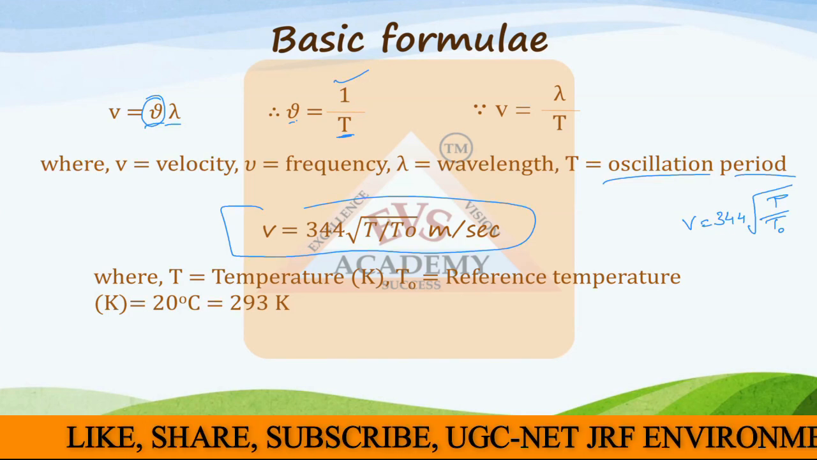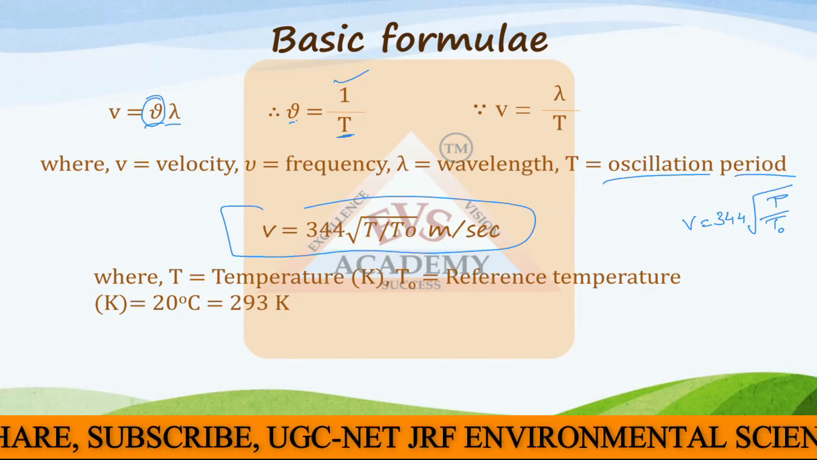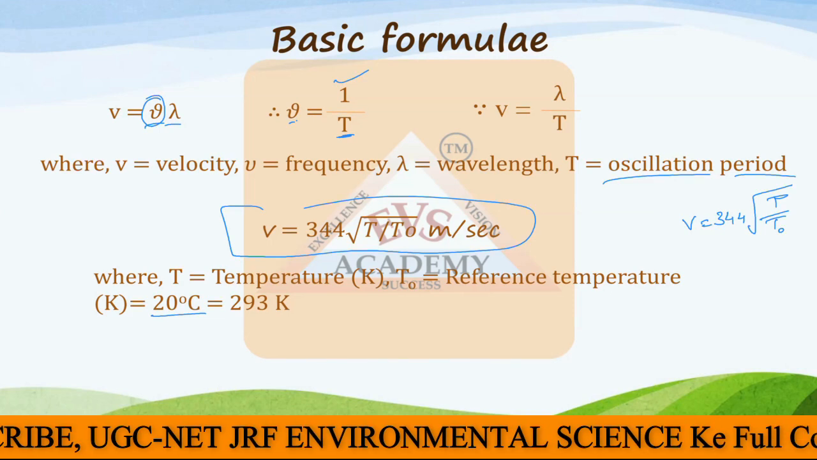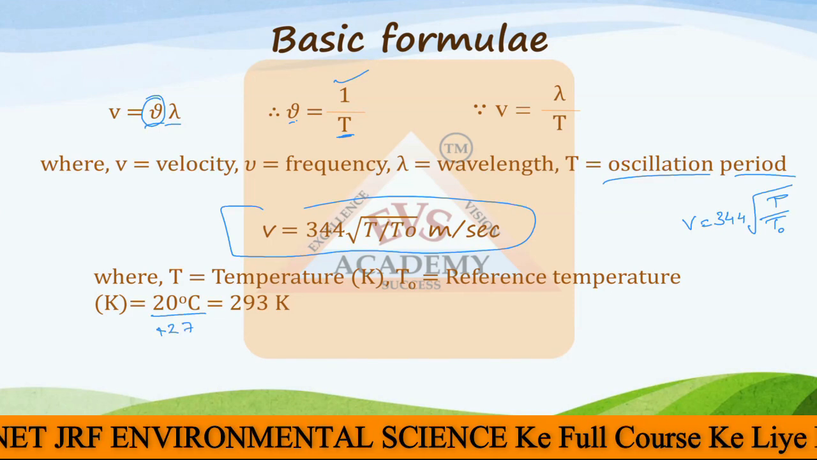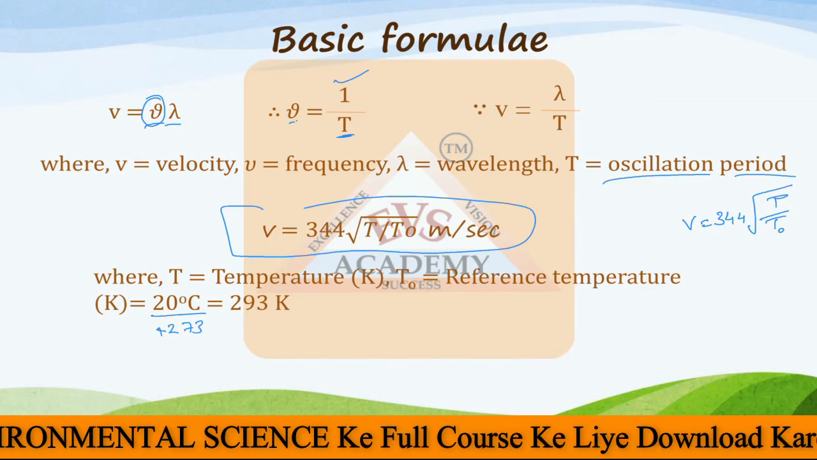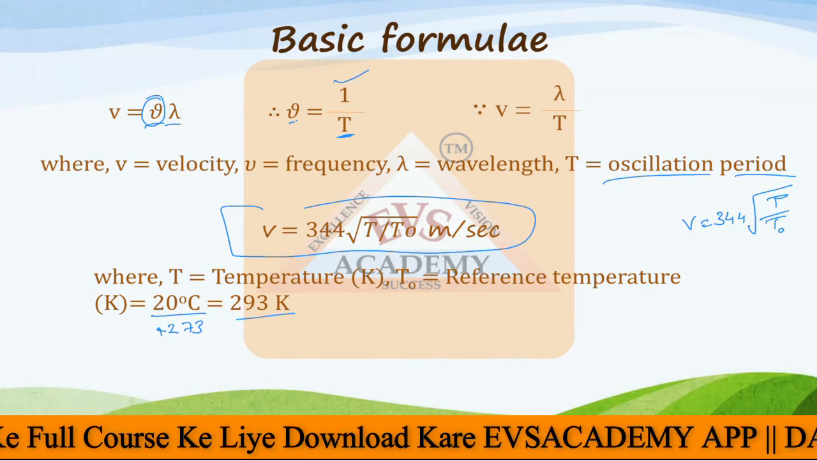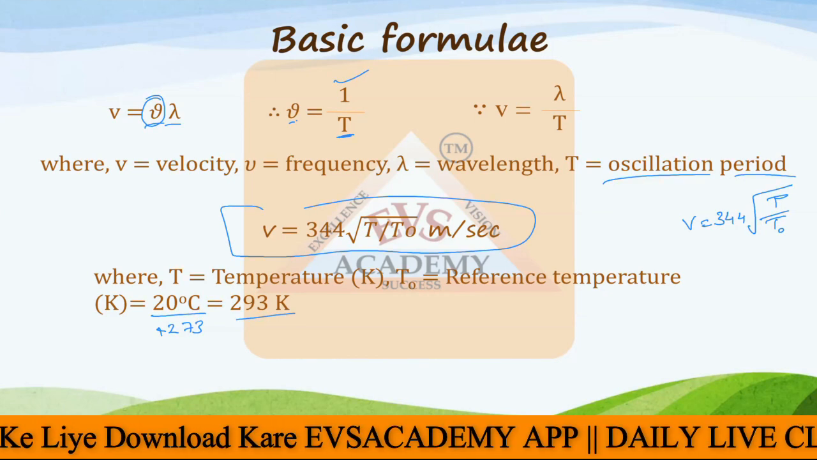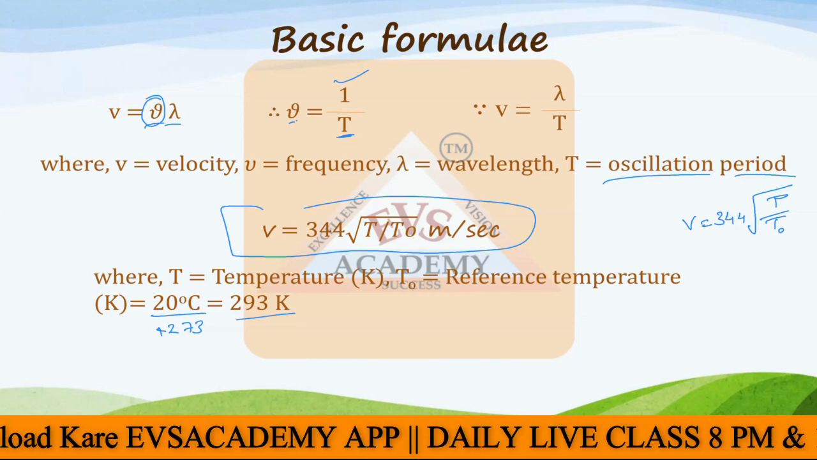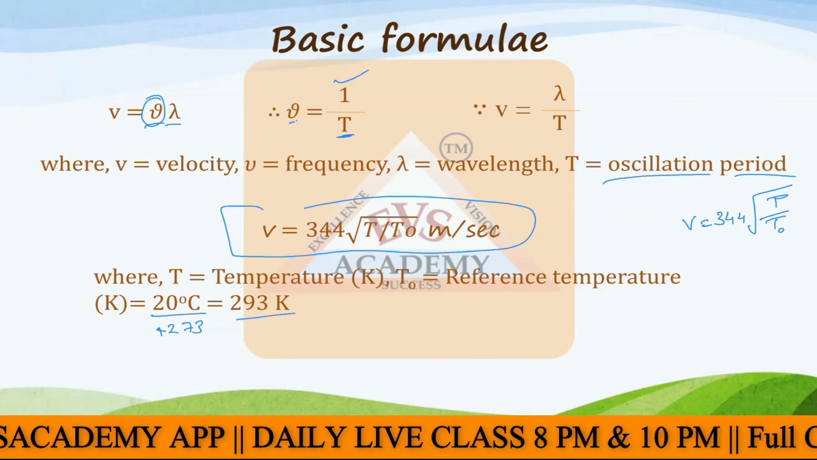If it is in degrees Celsius, add 273 to that. Suppose room temperature is 20 degrees Celsius. So this would be added by 273. So 273 plus 20, 293 Kelvin. So this is what the basic formulas are, and based on these formulas there is a question asked in the examination.